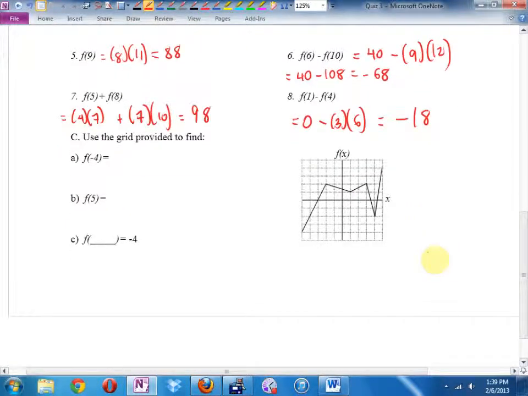C, use the grid provided to find F of negative 4. When X is negative 4, what's your Y value? How high are you? Because we said that Y equals and F of X are interchangeable. In other words, Naomi, F of X is negative 4 right here. Oh, it's that point. How high is that? And I don't even need to know the equation if they give me the graph. I can tell you whatever F value you want.